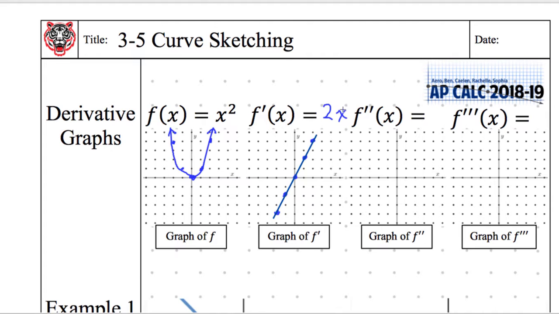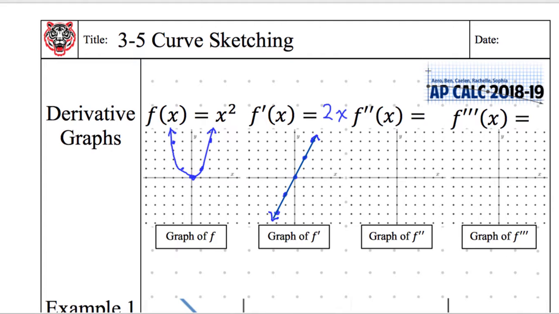All right, hopefully you had something that looked like this with arrows on the end. 2x went through the origin, had a slope of 2. That means from the origin, I went right 1, up 2, right 1, up 2, just like stairs. Yes, nod our heads, yes. All right, cool. Now, derivative of 2x is?